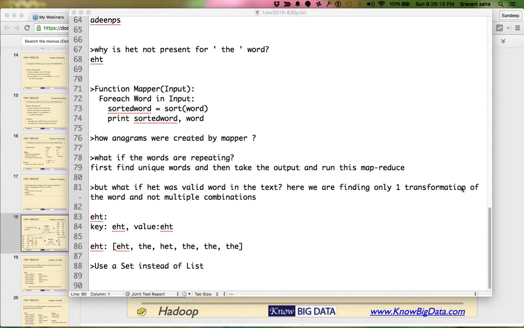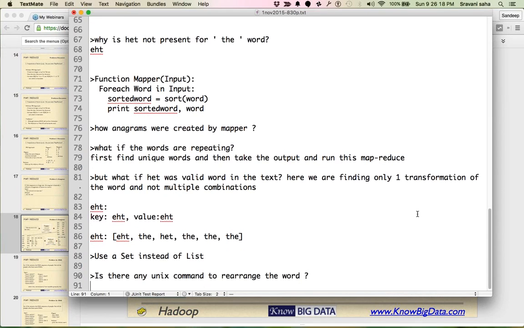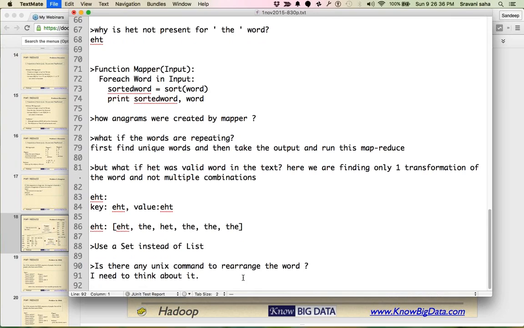Going ahead. Now, Randhir's question is, is there a Unix command to rearrange the word? Not that I'm aware of. I need to think about it. It's a difficult one.